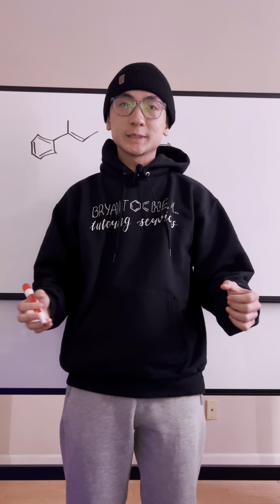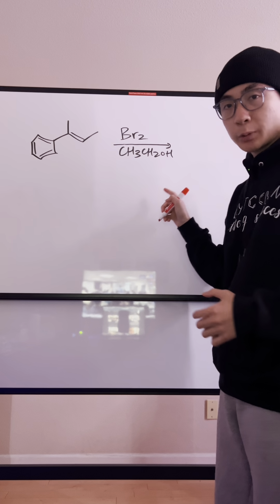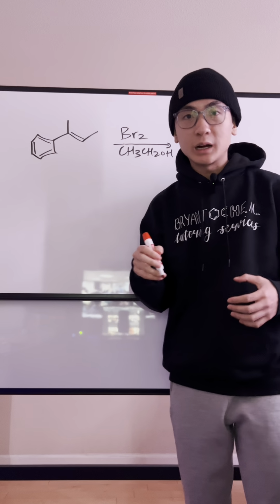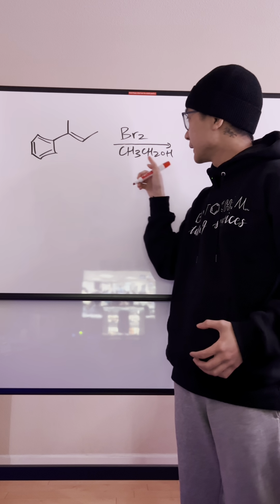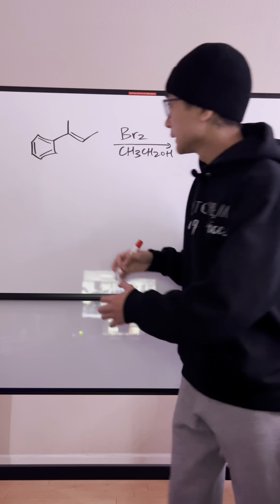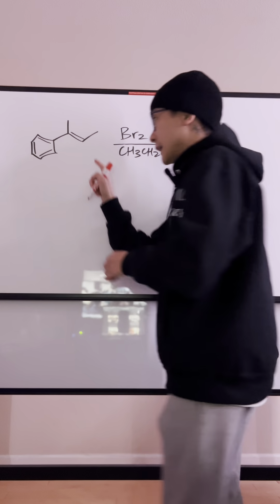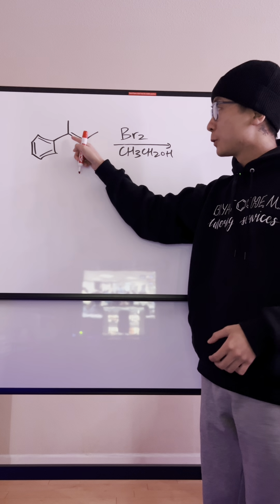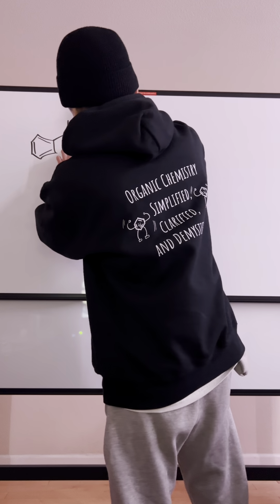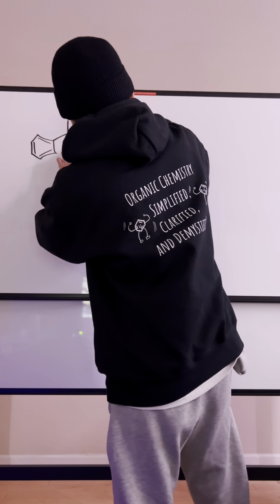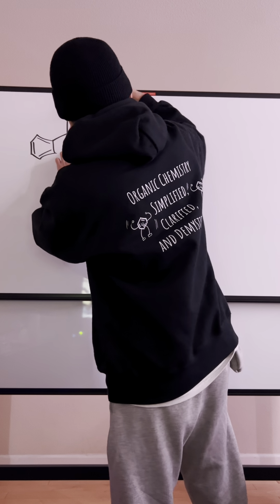In this video, I'm going to solve this organic chemistry predictive product problem, where this is going to be halogenation of an alkene in a protic solvent like alcohol. So this alkene here is going to be very nucleophilic because it has a pi bond with electrons that can attack this bromine here and kick out the other bromine.